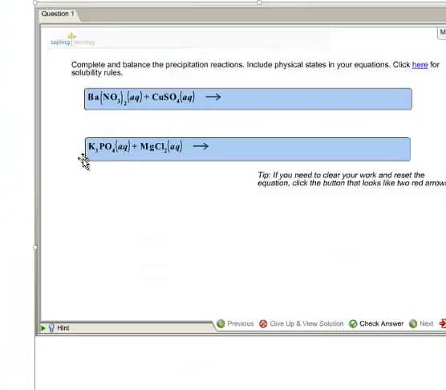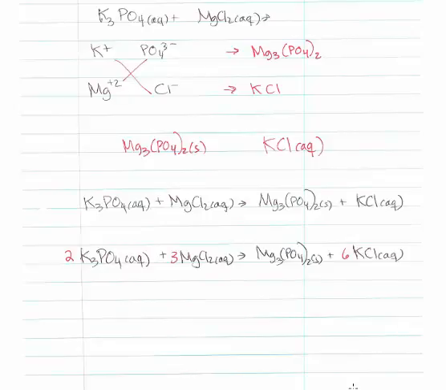The next problem is aqueous potassium phosphate plus aqueous magnesium chloride. So I've rewritten the reactants up here, and I know it's a precipitation reaction, so I know my ions are going to switch. This cation is going to be paired with this anion, and this cation is going to be paired with this anion.